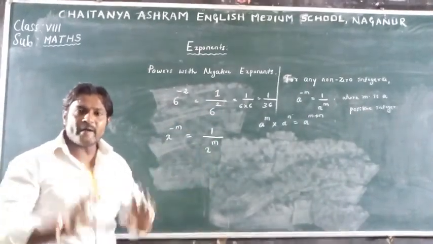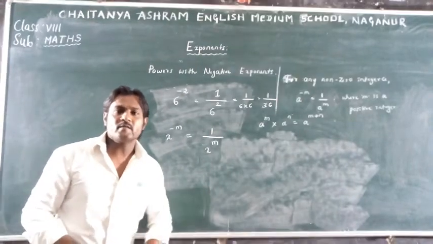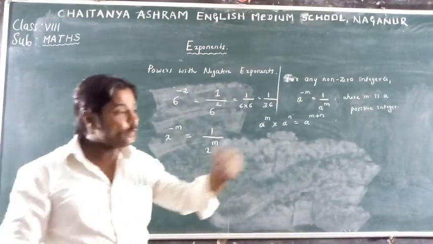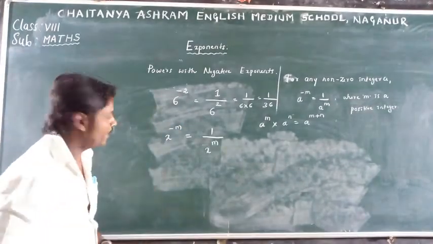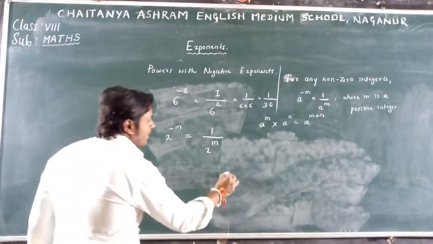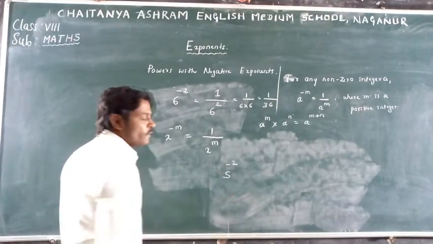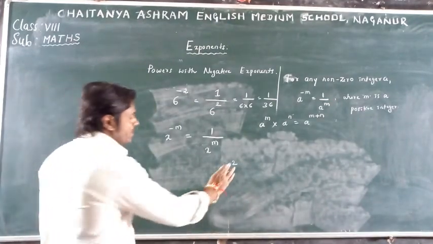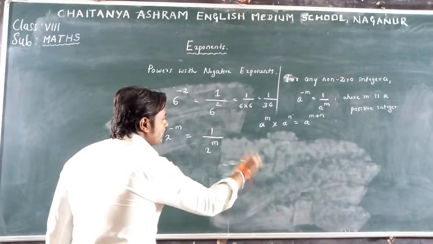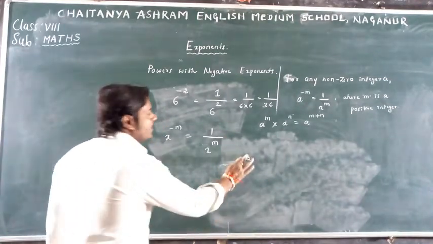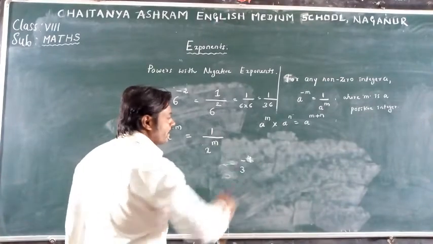Clear? To find the value of a negative exponent, first convert it into a positive exponent, then simplify, and you will get its value. Take one more example. 5 raised to the power minus 2. Yes. Take another one. 3 raised to the power minus 2. Take the power different, 4.